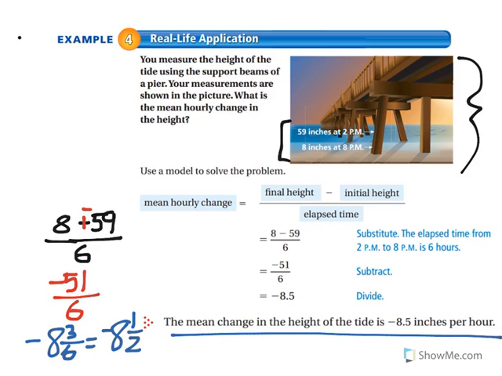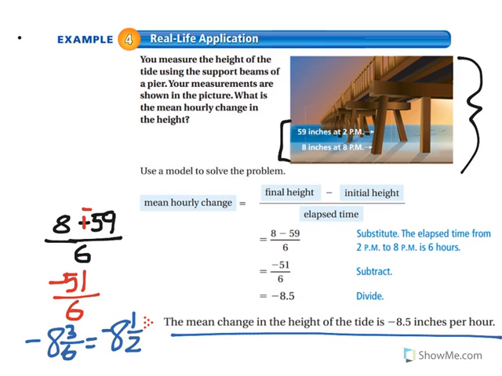So we'd write our answer is this. The mean change in the height of the tide is negative 8.5 inches per hour. So that way we're seeing that the tide is going down, because it started off at 59 and it's going down, and it ended up at 8 inches. So we know that it's a negative change in height.